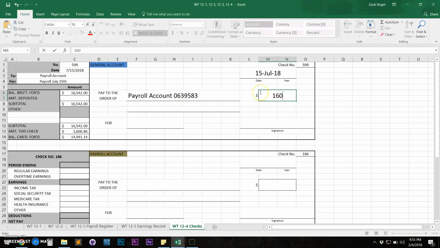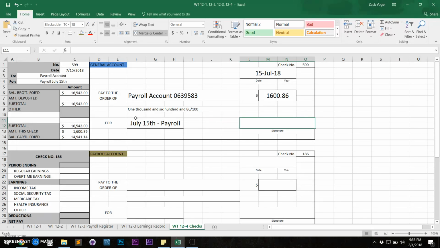The amount is $1,686. And if I spell this out here, 1,686 over 100, and it is for July 15th payroll. And then if you go and sign your name, there we go. So that's all there is to it. And I've written my check.